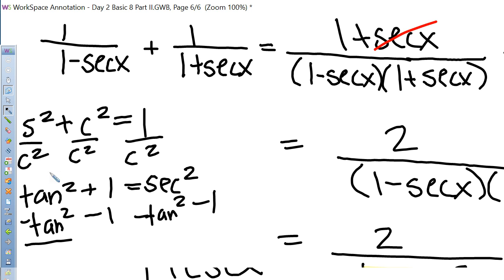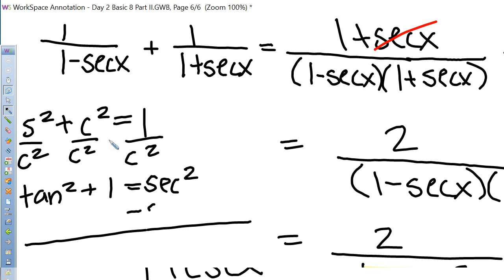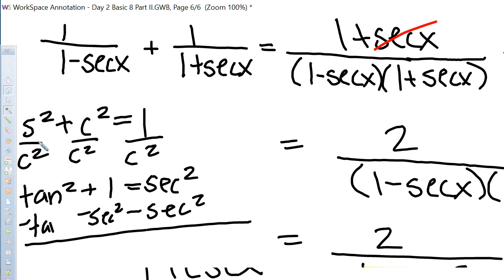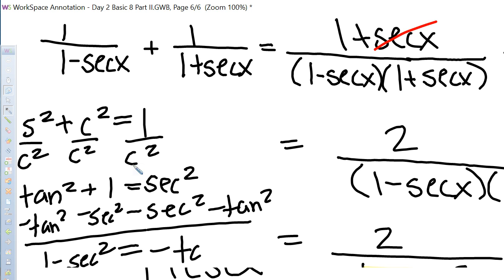Oh, sorry, I don't have to do anything. I did it backwards. What should I have subtracted? Secant squared. I want 1 minus secant squared. So 1 minus secant squared. And subtract tangent squared. So that gives me 1 minus secant squared is equal to negative tangent squared.